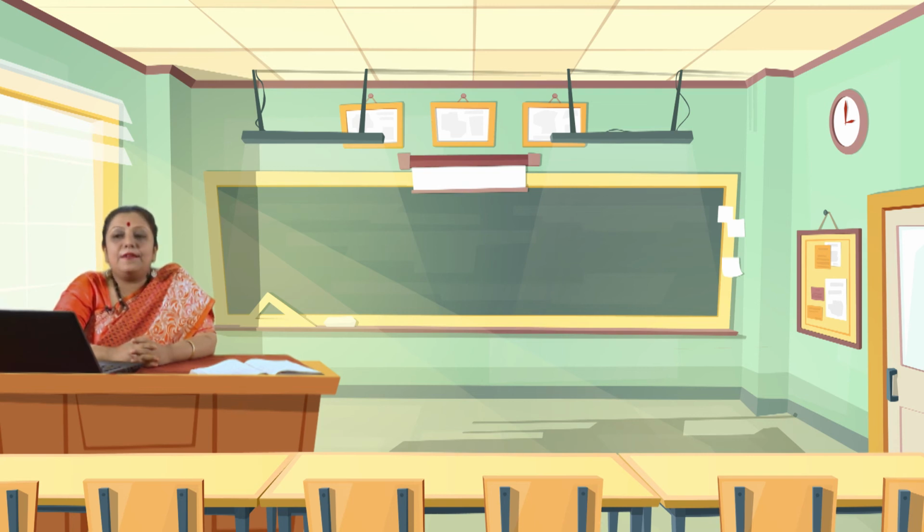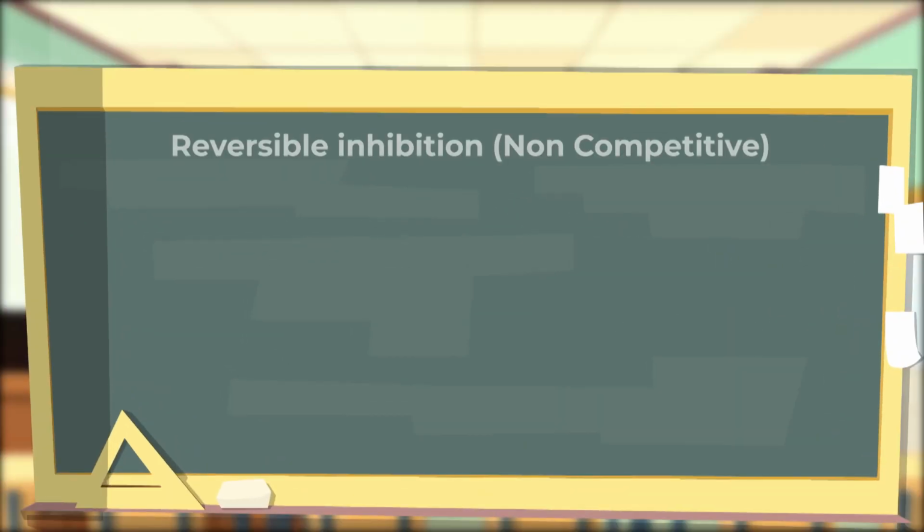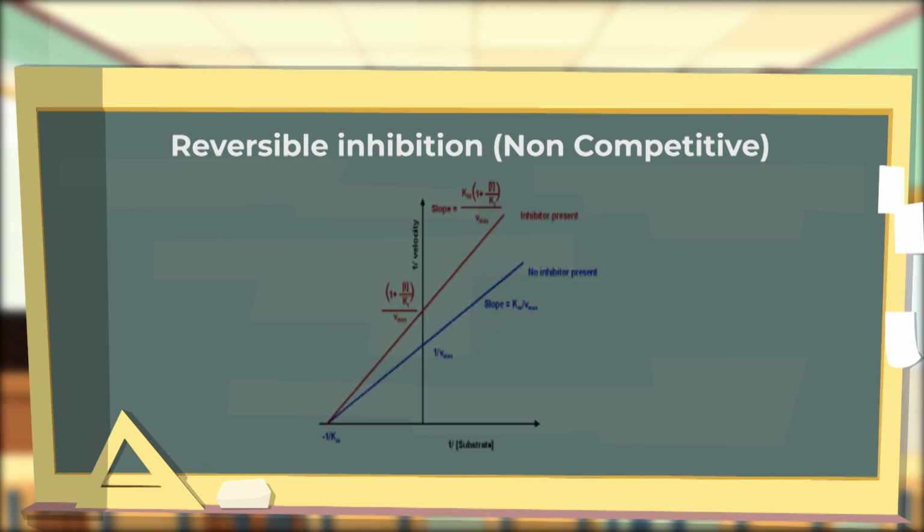Now reversible inhibition, non-competitive. Here the inhibitor binds both with the free enzyme as well as the ES complex. So here it forms EI as well as ESI. What happens here? ES complex formation is getting disturbed. So Vmax becomes lower, that means 1 by Vmax becomes higher.